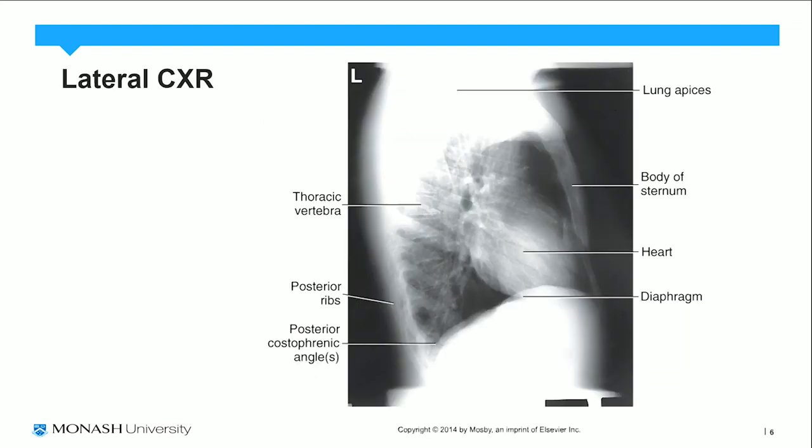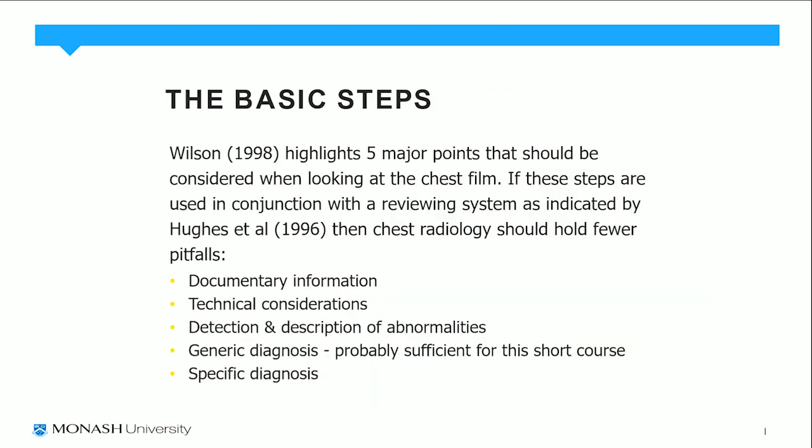So on the lateral view, you should be able to see the lung apices quite well if the patient's arms have been moved away from that space, and the body of the sternum as well as the thoracic vertebra should be in true lateral positions. And then you should also have the posterior costophrenic angles all on the image.